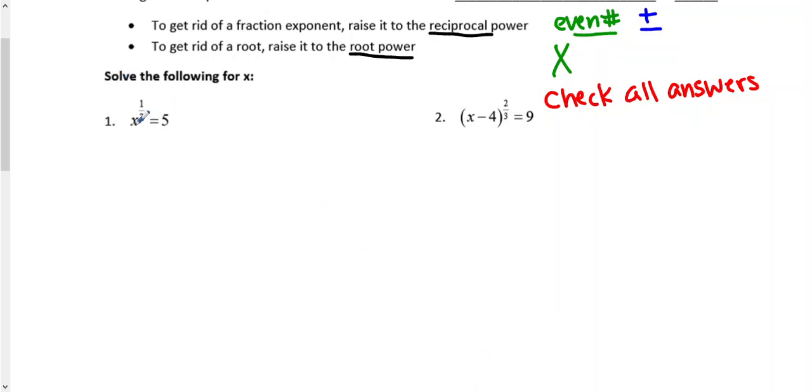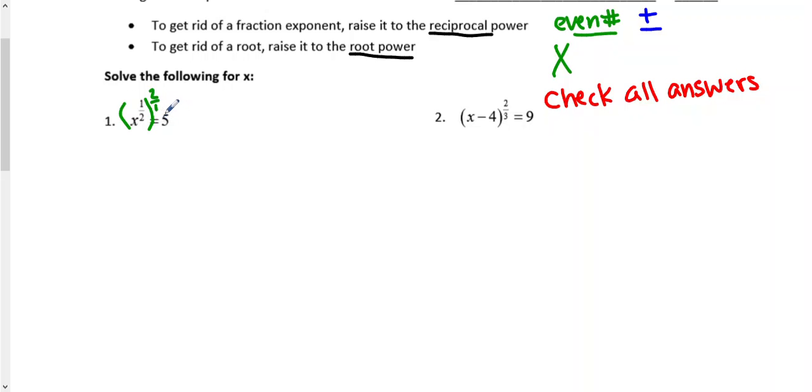So number 1, x to the 1/2 equals 5. 1 is not an even number, so I do not need my plus or minus sign. So now I need to solve for x. Well, to get rid of a fraction exponent, I have to raise it to the reciprocal power. So raising this entire thing to the reciprocal of 1/2 would be to the 2/1.